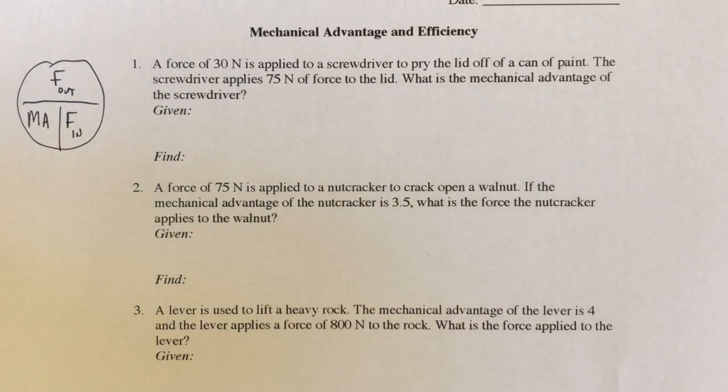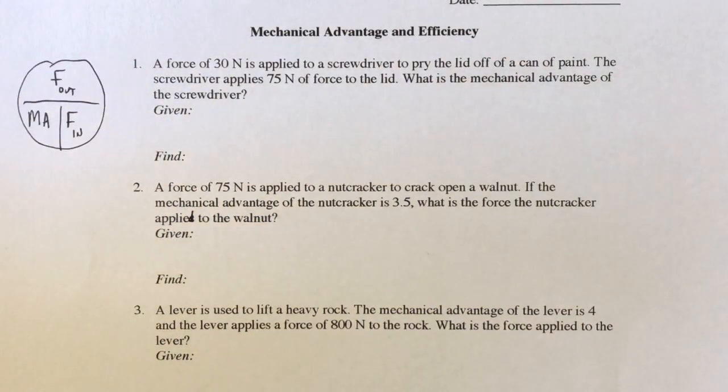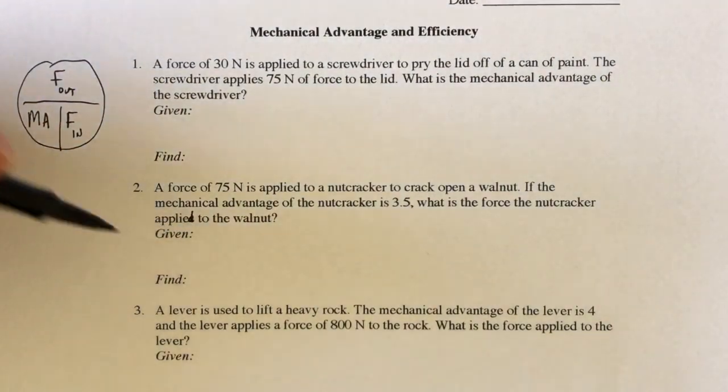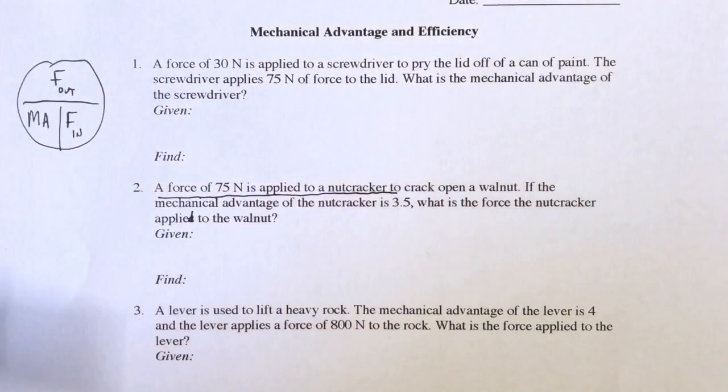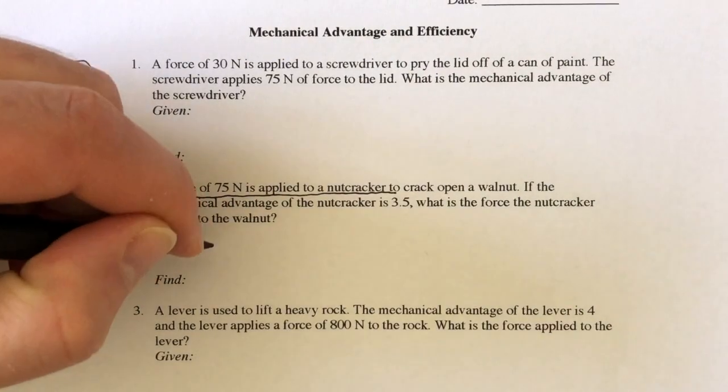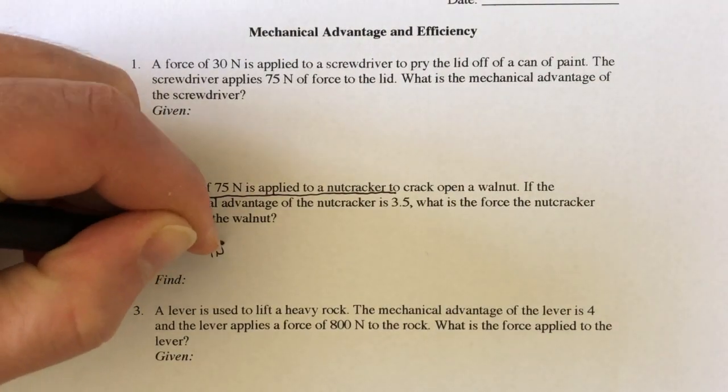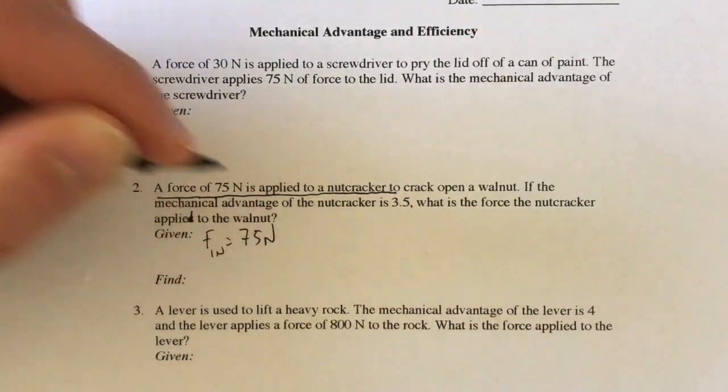So here I have a force of 75 newtons and it's applied to a nutcracker to crack open a walnut. If the mechanical advantage of the nutcracker is 3.5, what is the force the nutcracker applied to the walnut? It says applies, it should say applied. All right, so what do we know here? A force of 75 newtons is applied to a nutcracker. So that's the force somebody is putting in on the machine. So that's the force input. So F in is 75 newtons.